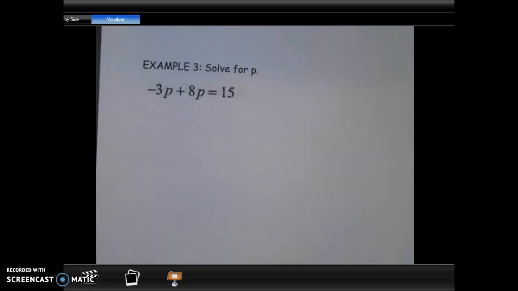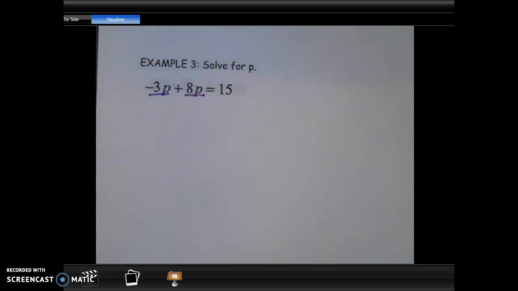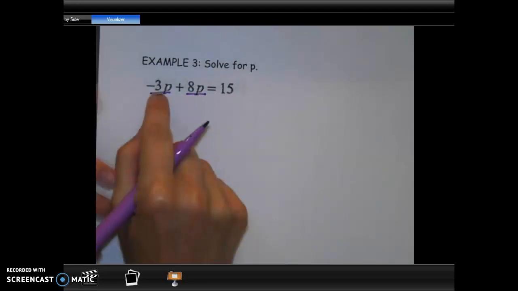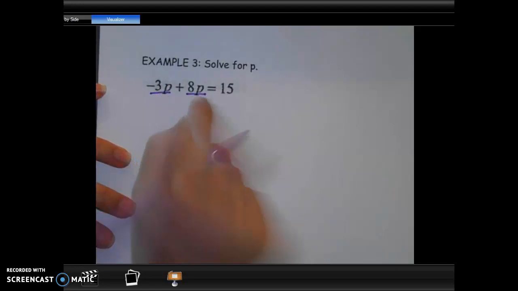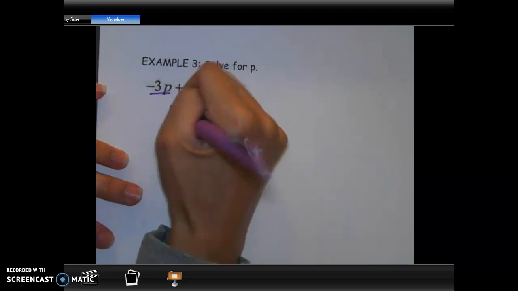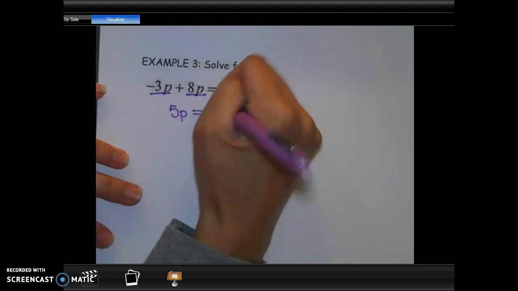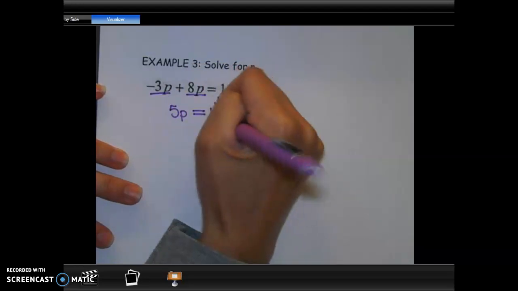All right, example 3, we're going to solve for p again. No parentheses are here, so we don't have to use the distributive property. But if you notice, we have 2 variables. Are they like terms? Why, yes, they are. We know they are because they're both just single p's. So we can combine those, and it will make it a lot easier for us to solve this problem. So we have -3p plus 8p. That leaves us with 5p equals, and then bring down what we didn't have to change, our 15.